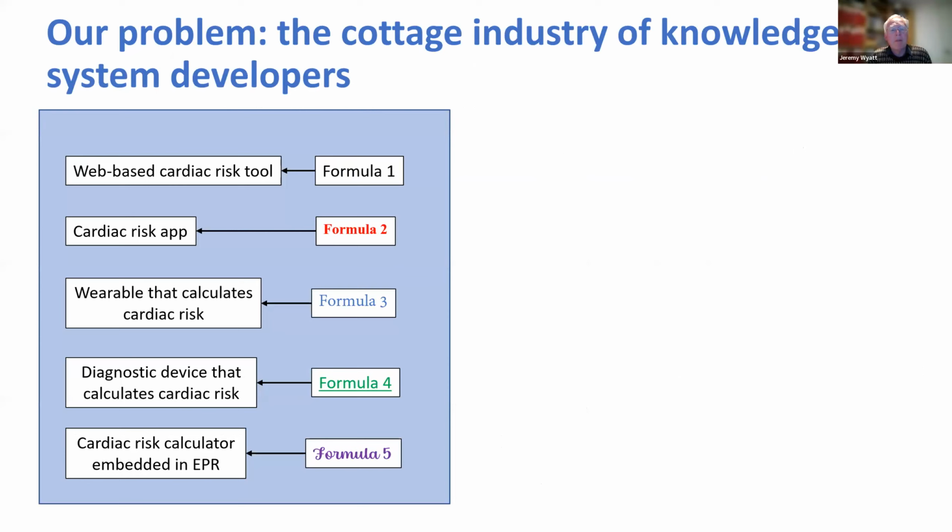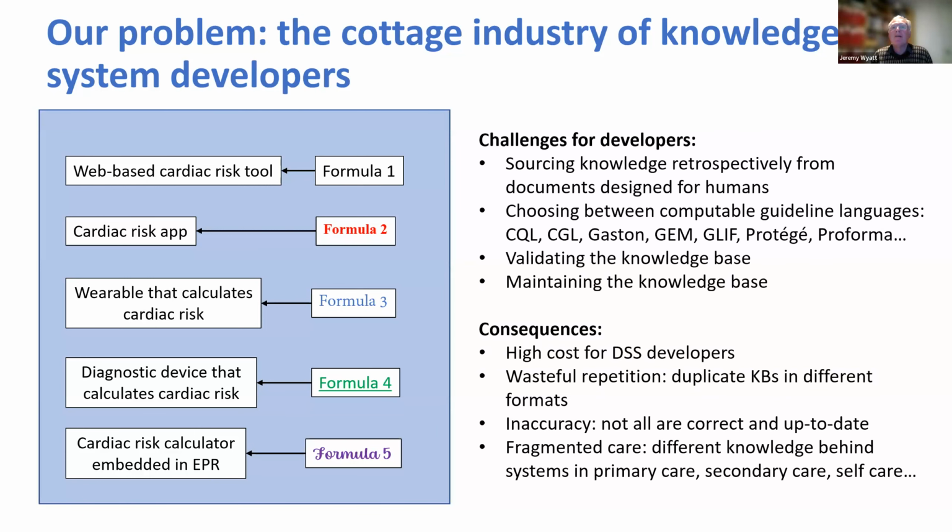And here, let's take the example of a cardiac risk tool. Maybe for a web-based cardiac risk tool, one group develops a formula, then there might be an app developed by a different organization, a different formula, but actually representing the same guideline, a wearable, a diagnostic device, a risk calculator embedded. You can see how lots of people are converting knowledge into computable format for their own individual systems, whether it's an app or a decision support system, etc. And that leads to a whole range of challenges.